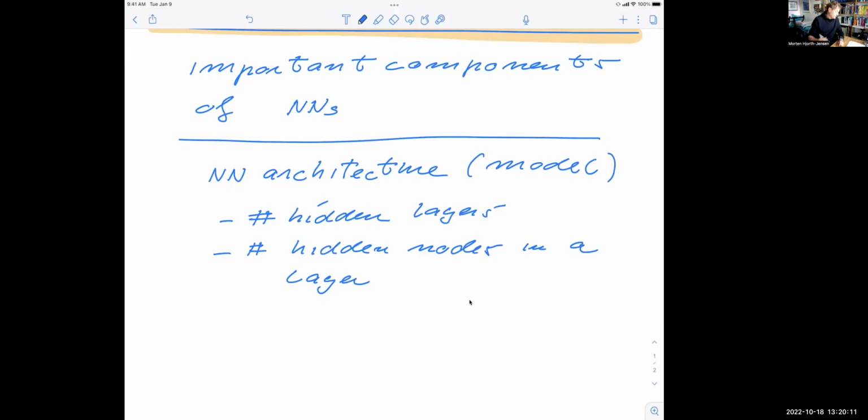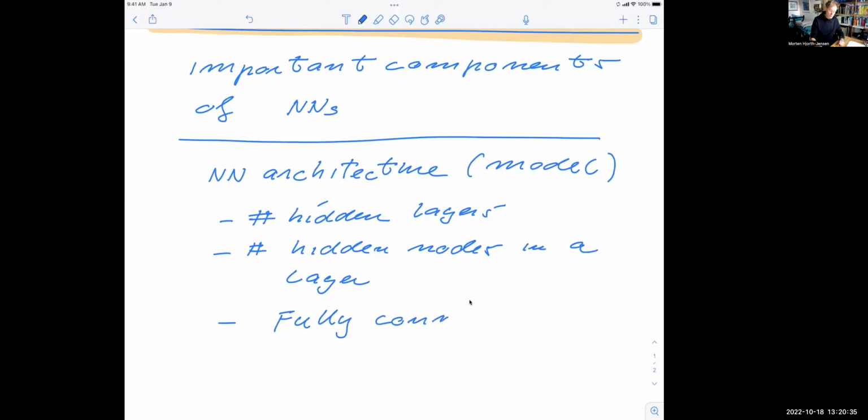And then we will have to decide whether we want these layers to be fully connected, and that is the standard, the default when we are setting up a neural network. So that means that we have fully connected layers. This means that the nodes from one layer connect with all the nodes in the next layer.